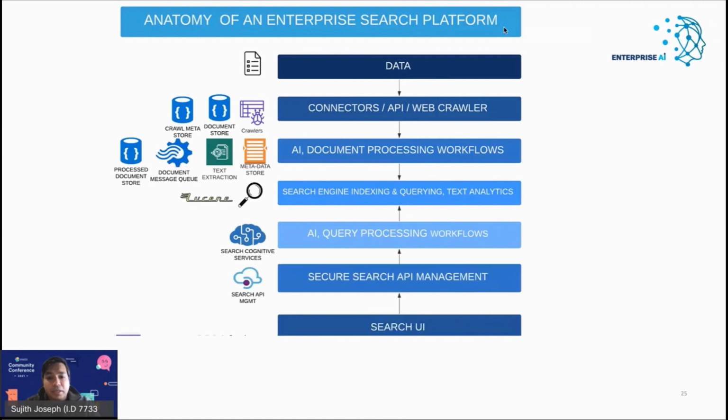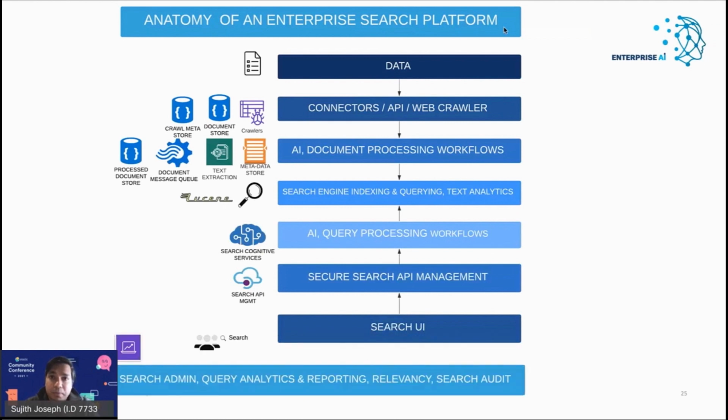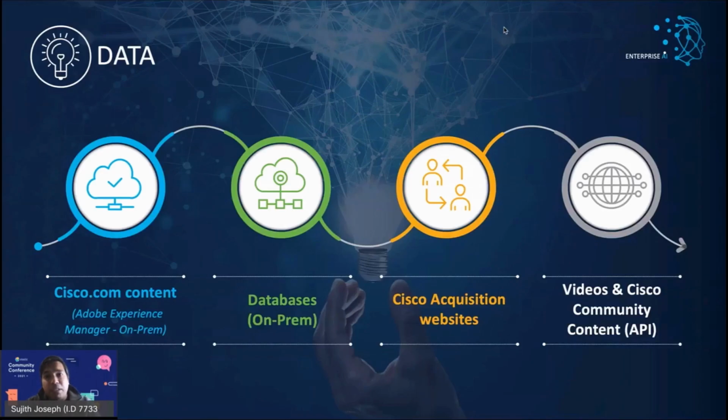On the search layer, you see a UI, an API, a search API layer, and then the query goes through a query processing workflow and finally hits the search engine. You'll also see search administration UIs, query analytics, reporting UI, relevancy tuning tools, etc. So when we build the enterprise's platform, we actually build it using the same anatomy.